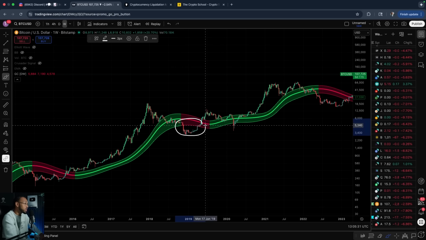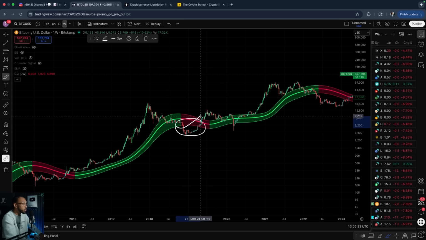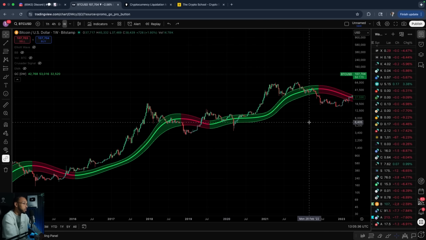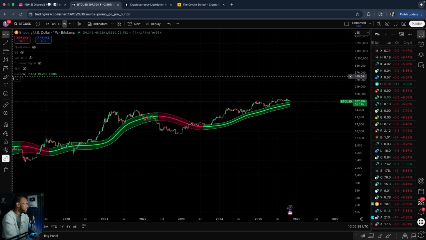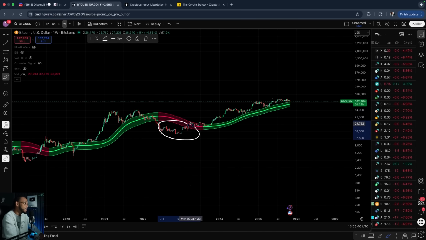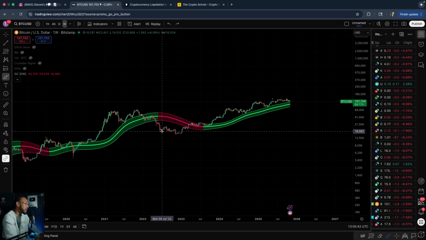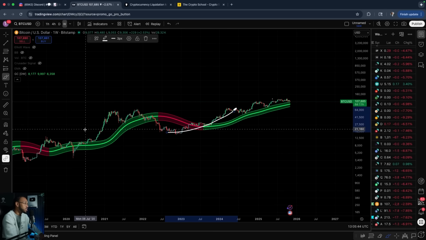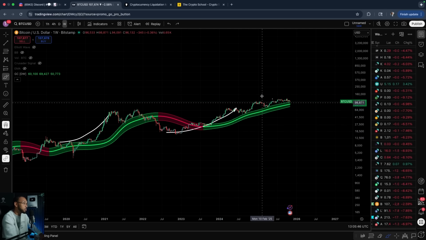Right here, when the Gaussian channel was in the red, right before Bitcoin rallied up, came back down, then rallied up again. The next time, when was the best time to be doing some buying? When the Gaussian channel was in the red. We were able to do some buying here, and then Bitcoin's price rallied upwards. And then you get a sustained period of being able to take profits off the table.